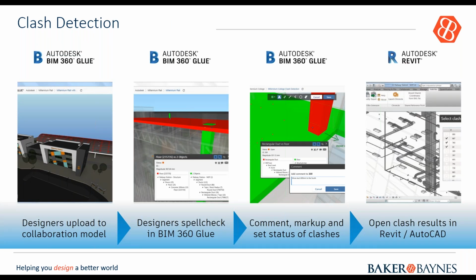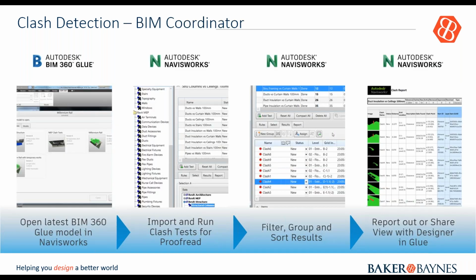How does the clash detection process work in BIM 360 Coordinate? Designers upload to a collaboration model. Designers then spell check in BIM 360. The term they use, spell check, is just checking items against each other, so they can check certain elements against each other from two separate models. They can then comment, mark up, and set statuses of the clash to say whether it's resolved, pending, or can be ignored. We can then open up clash results in Revit and AutoCAD if required.